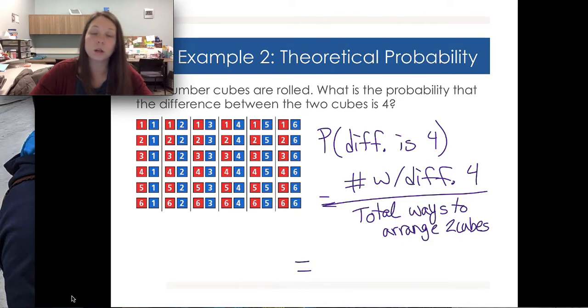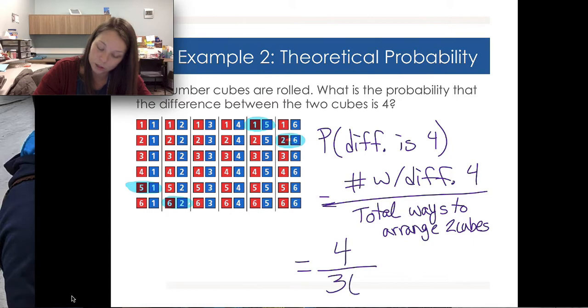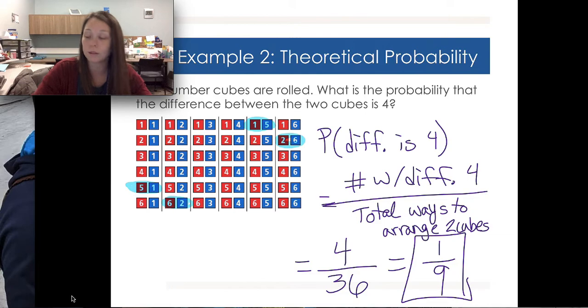All right, the total number with a difference of 4, that would be 5 and 1, 6 and 2, this 6 and 2, and this 5 and 1. And that's it. No others have a difference of 4. So we have 4 that have a difference of 4 divided by the total number of ways we can arrange these 2 number cubes, which is 36. That reduces to 1/9. Again, you could also write this in decimal or percent form, and that would equally be correct.